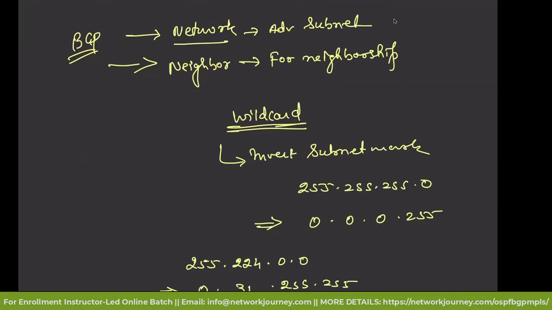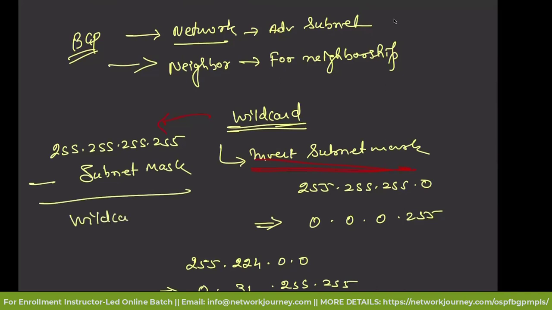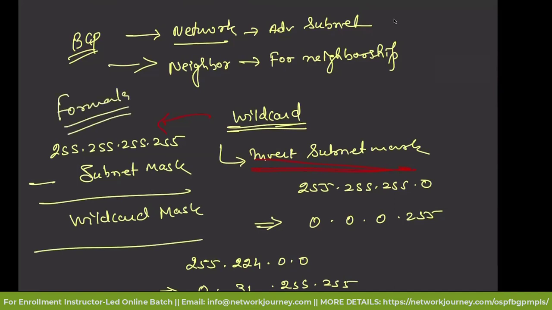So guys, a lot of people will say invert. Okay. Do you know how the wildcard is actually calculated? Subtract it. Okay, so 255 minus your subnet mask, and that will get you the wildcard mask. So if you get stuck, this is the actual formula to calculate the wildcard mask.